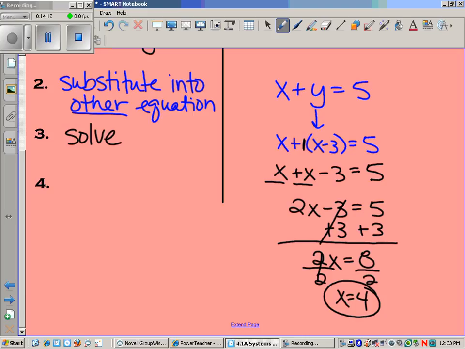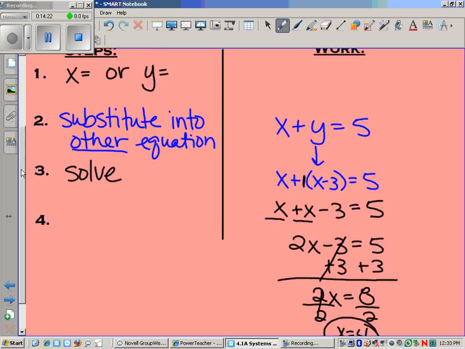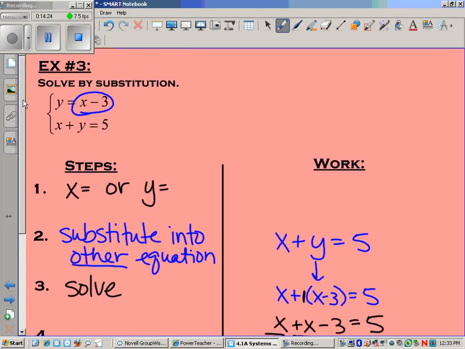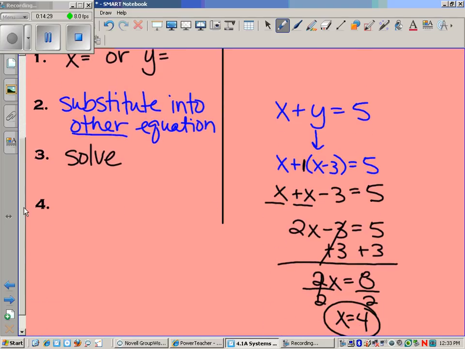I'm halfway done, right? I'm looking for an x and a y value. I found an x now. I know that x equals 4. So if x equals 4, how do I figure out what the y value is? Could I plug that into one of my original equations from up above? So that's my step number 4.